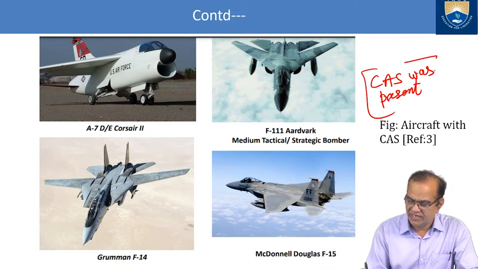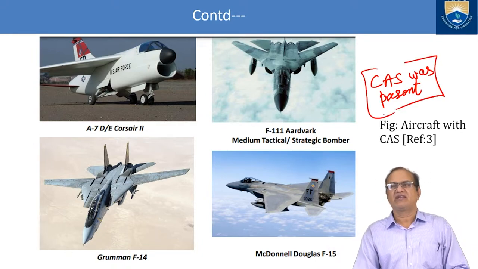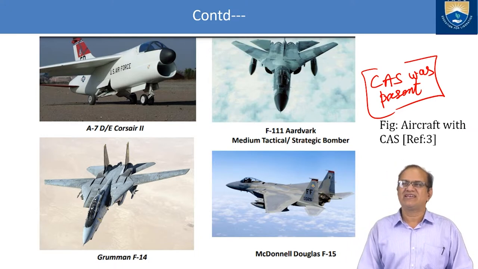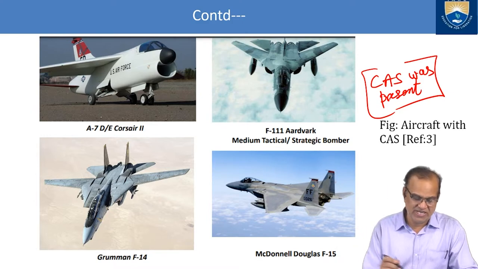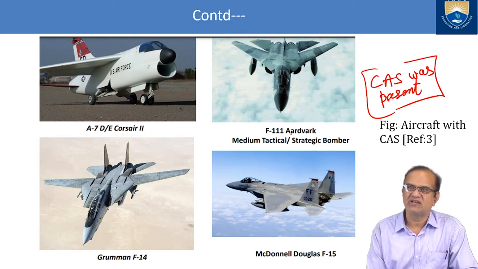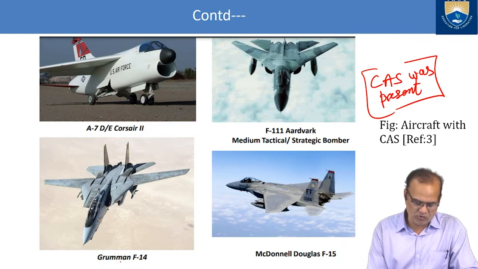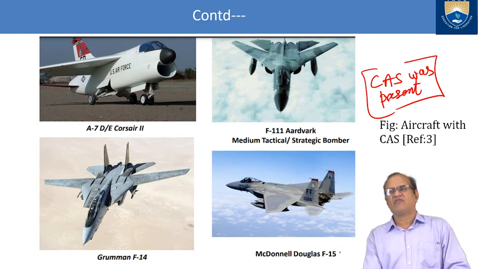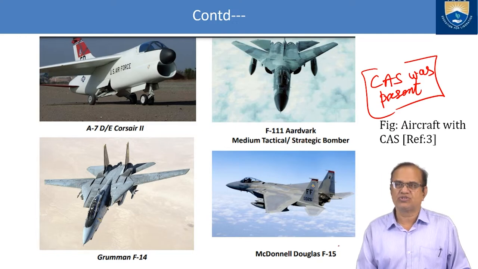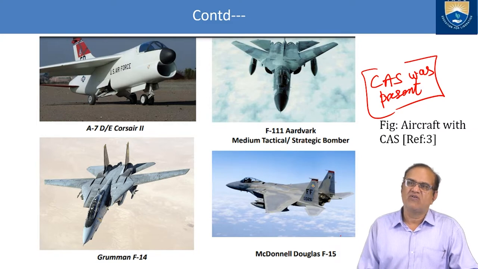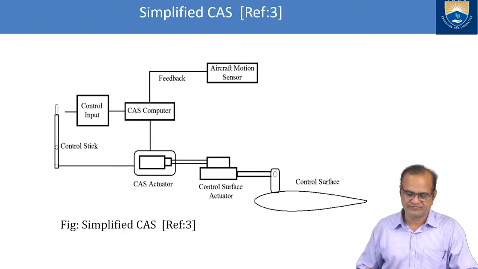So, some problems of SAS were tackled, and these were avoided by using the CAS system. In this, the A7 Corsair, F111 Aardvark medium tactical strategic bomber, then we have Grumman F-14, McDonnell F-15. These are the few fighter aircraft which were used. In these aircraft, CAS was used for the handling of the aircraft.